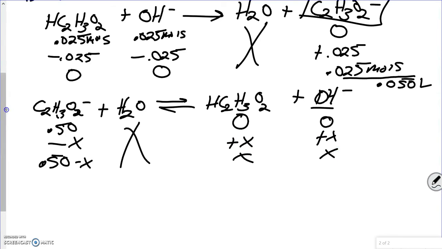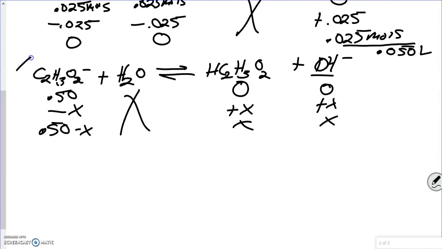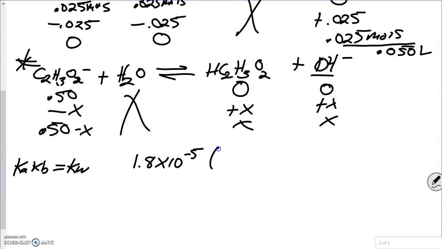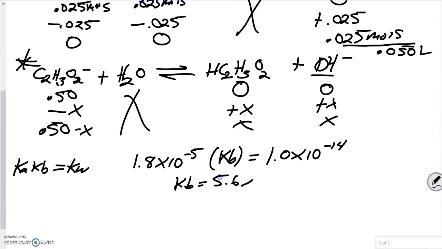Now, here's something important to recognize. What we have right here is a conjugate base, which means we need Kb, not Ka. We have Ka. So remember to convert back and forth between Ka and Kb is by using our Kw equation. So Ka, which is 1.8 times 10 to the negative 5th, times Kb equals Kw, which is 1.0 times 10 to the negative 14th, and yes, that's a constant. So when we calculate this, we get Kb to be 5.6 times 10 to the negative 10th.